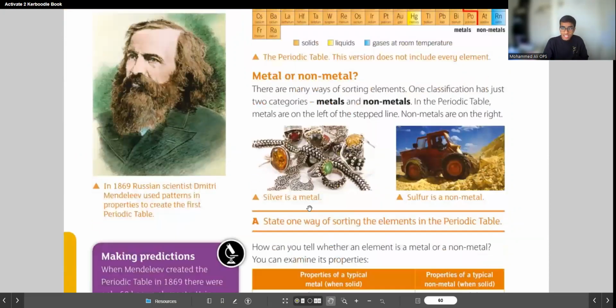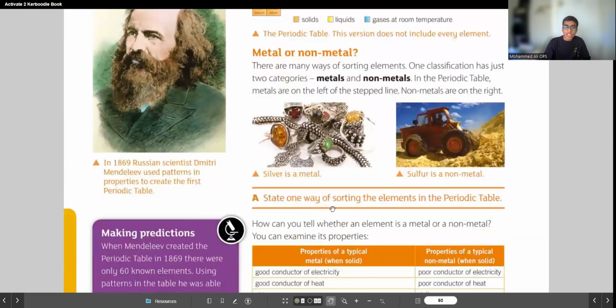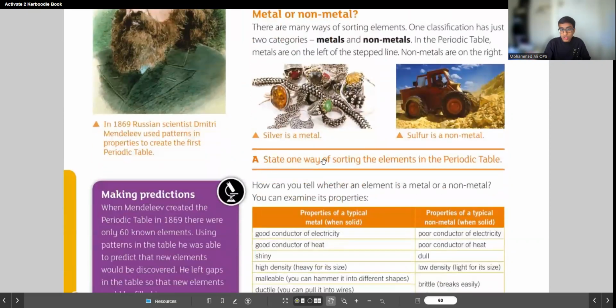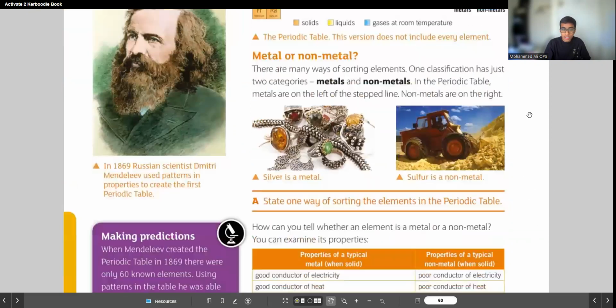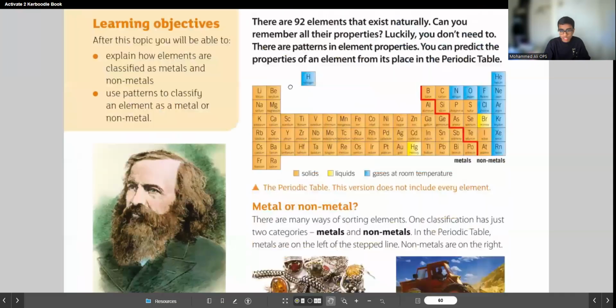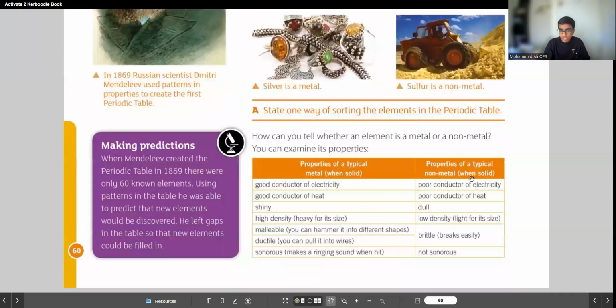So in the test, you're going to get asked to state three metals and state three non-metals, or anything like that. State what a metal is or what a non-metal is. If it asks you to give an example of a metal or a non-metal, you can say that silver is a metal and sulfur is a non-metal, or any other example that is valid. You can also be asked to state one way of sorting the elements in the periodic table. If you just memorize what it says over here, you'll be able to answer all these questions.